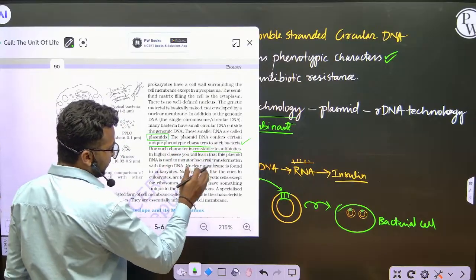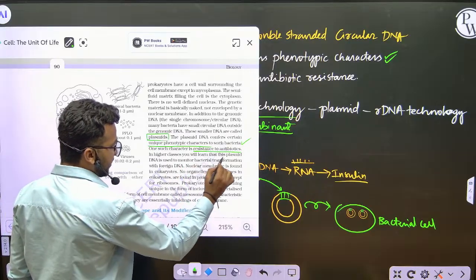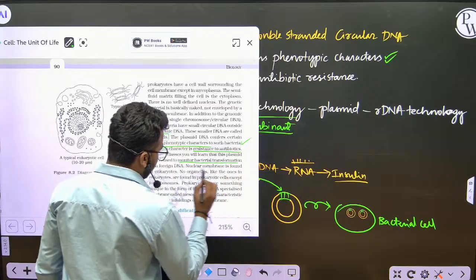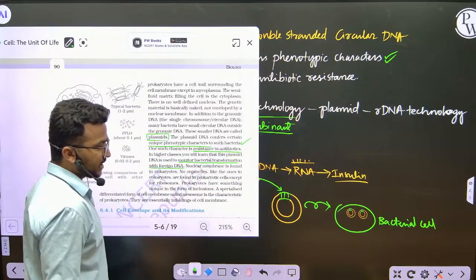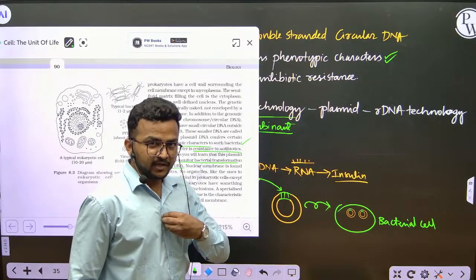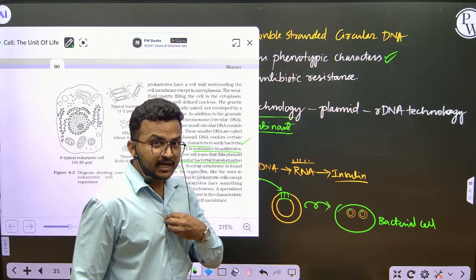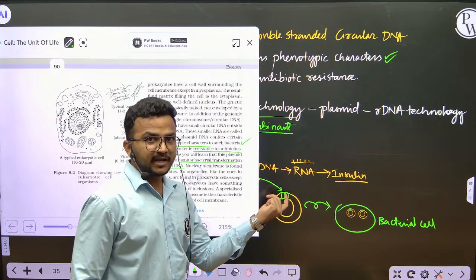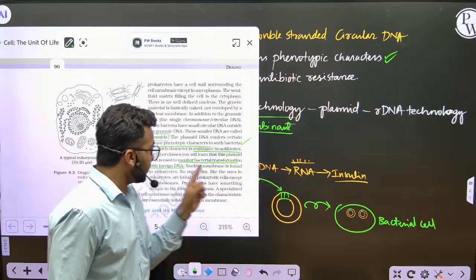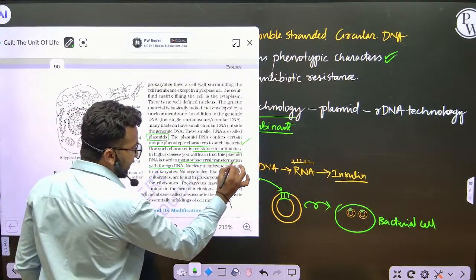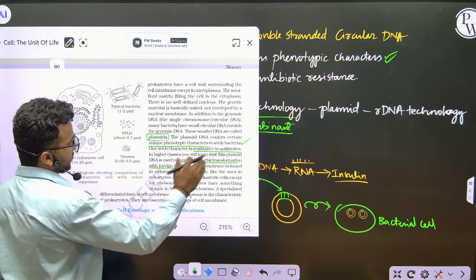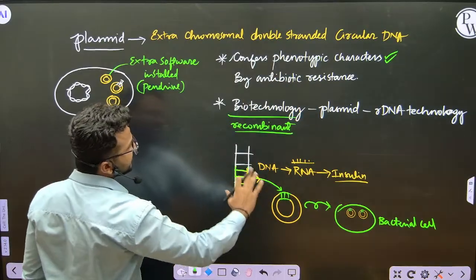In higher classes, in the 12th standard, we will be learning about the plasmid DNA used to monitor the bacterial transformation with the foreign DNA. So my insulin gene is there, no? That gene of interest is a foreign DNA. So that foreign DNA is incorporated into this plasmid. Okay, it is about this plasmid. Only this line is there.